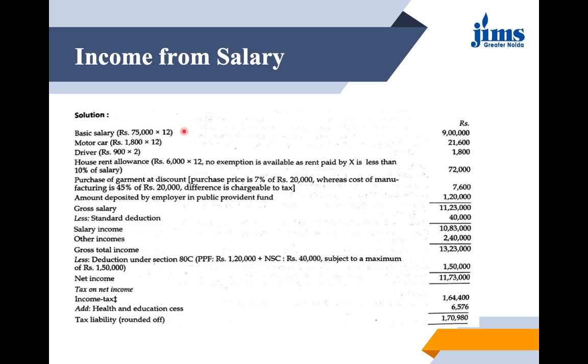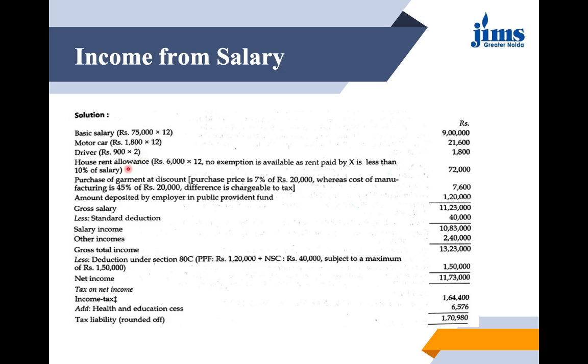First of all, we will have a look at the salary, that is basic salary. So 75,000 is the monthly salary, so 75,000 into 12, 9 lakh is the annual basic salary. Then comes the motor car. Because it is of 1400cc, so up to 1600cc, the allowance that is there is 1,800, so into 12, 21,600. Then for the driver it is 900 allowed as per the rules. So 900 into 2, it would be 1,800. Why? Because the driver is appointed later in the year.